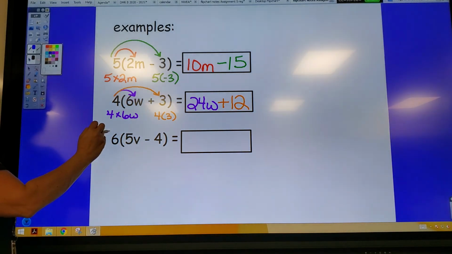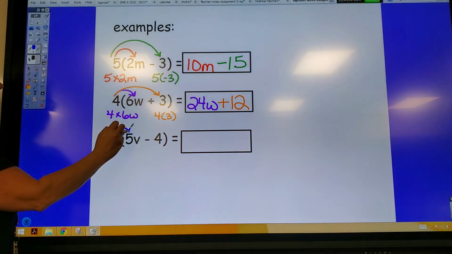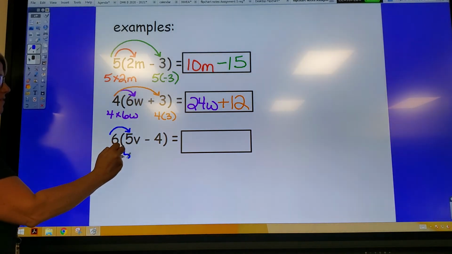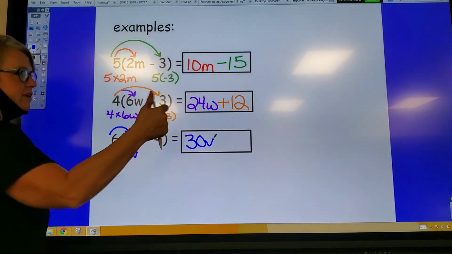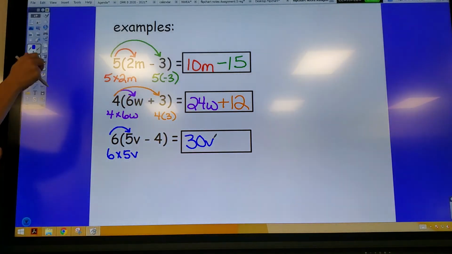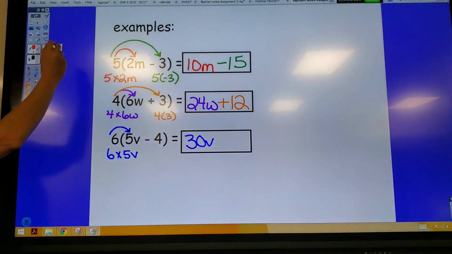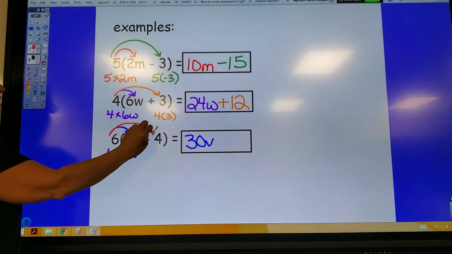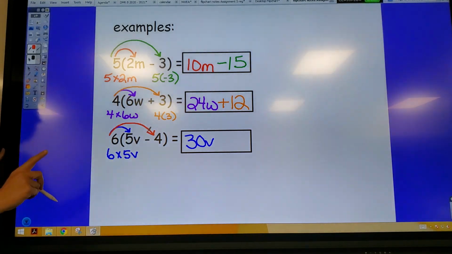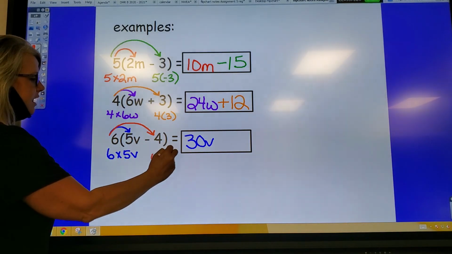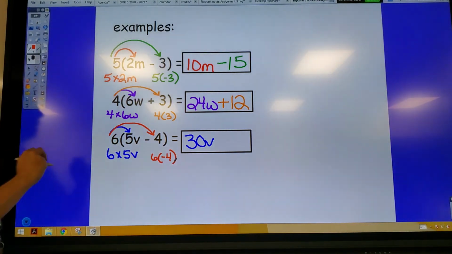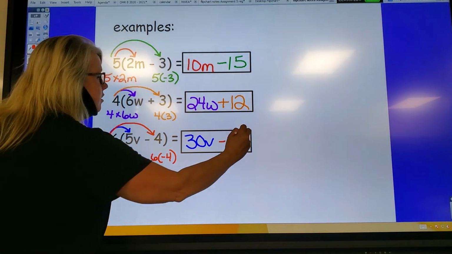All right, so you first should have done 6 times 5v and gotten 30v. So if you got 30v, you're halfway there. Next, you should have done 6 times not just 4, but think of it as being a negative 4. 6 times negative 4 is negative 24.